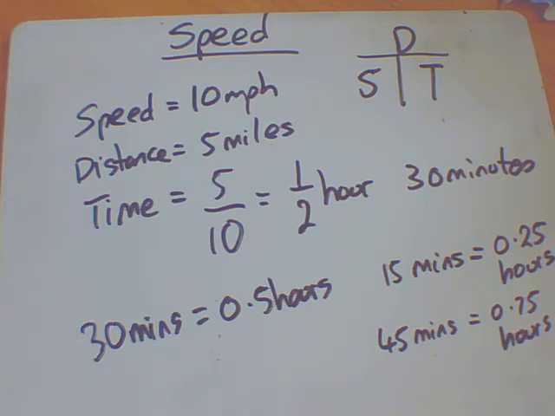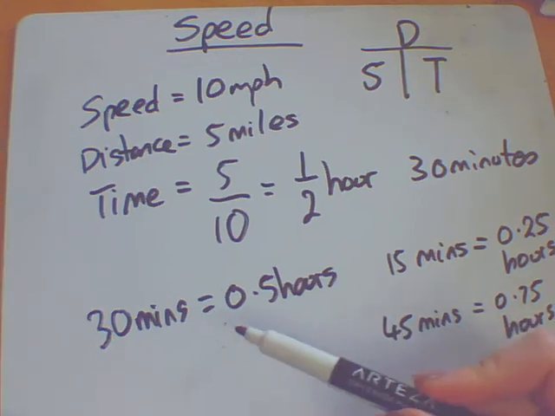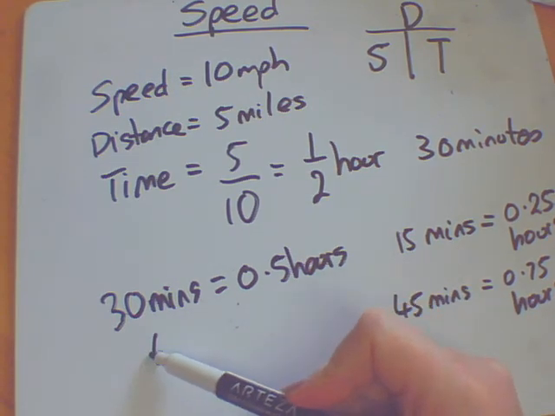And vice versa, if they tell you that it's 0.5 hours and you want to have things in minutes, then you would use 30 minutes. Make sure you know those conversions. The only other one, say it's not 30 minutes, 15 minutes or 45 minutes. So what about if we wanted 6 minutes?